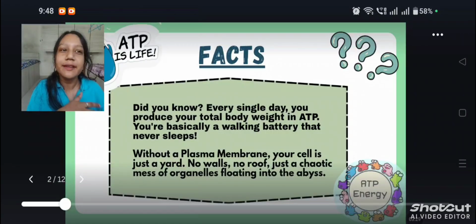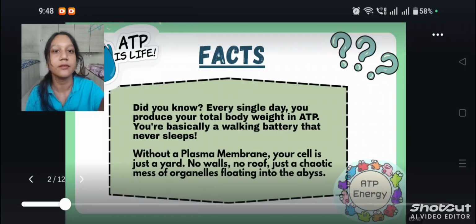Did you know every single day you produce a total body weight in ATP? It's like you're basically a walking battery that never sleeps. Also, without a plasma membrane, your cell is just a yard. No walls, no roof, just a chaotic mess of organelles floating around. Now let's talk about nucleotides and their structure and functions.